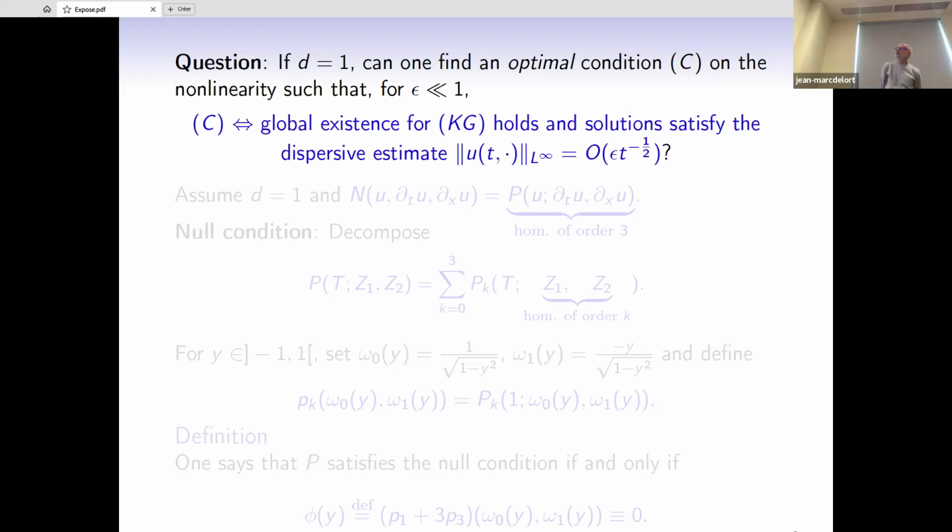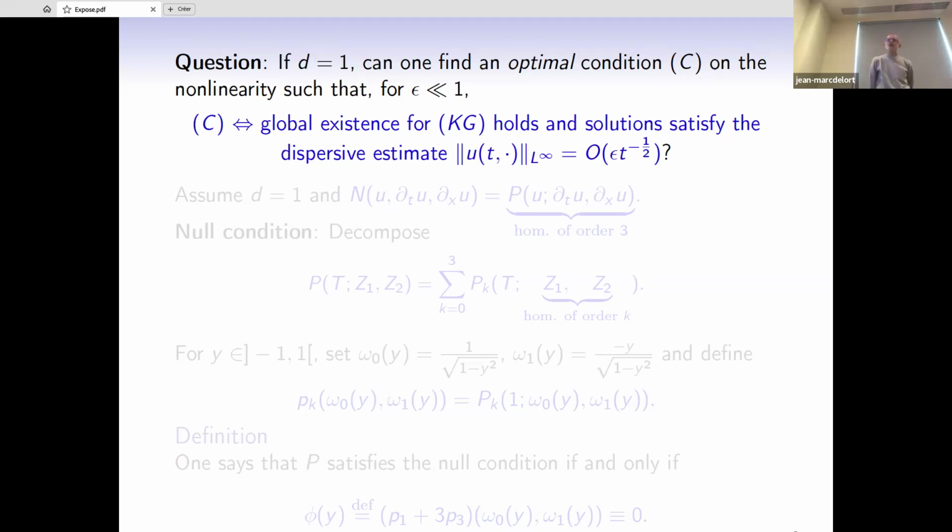namely u at time t near infinity should decay like t to the minus 1/2 when t goes to plus infinity, which is the dispersive estimate, which is well known for solutions of the linear Klein-Gordon equation, and which should hold as well for solutions when this condition is satisfied.